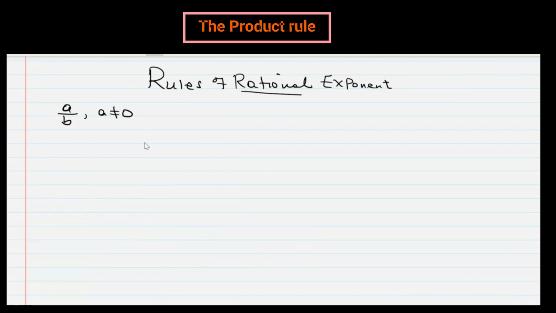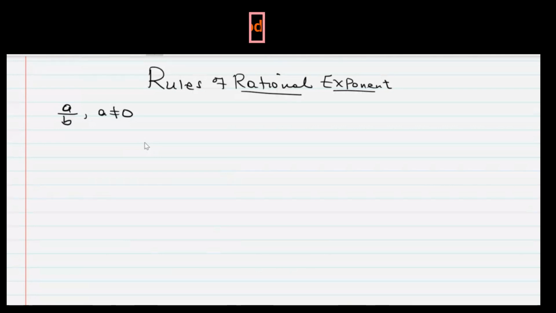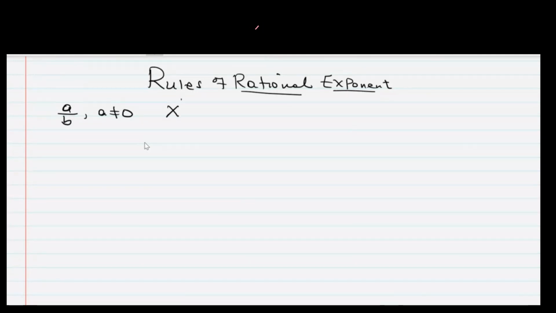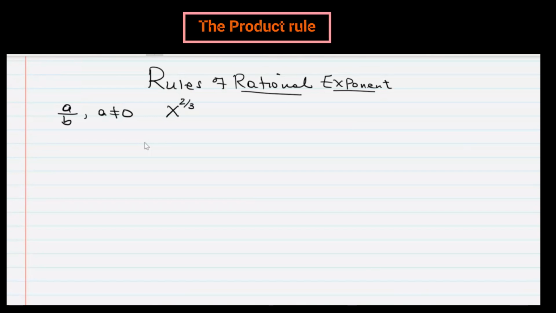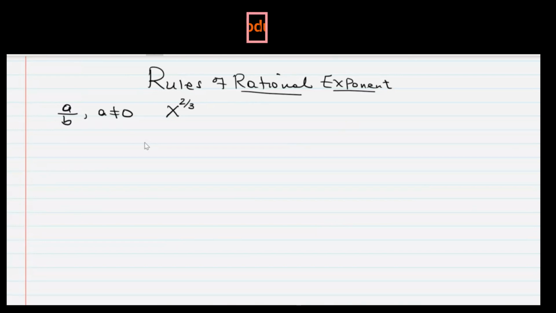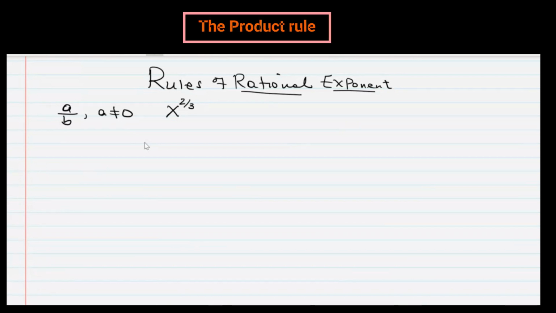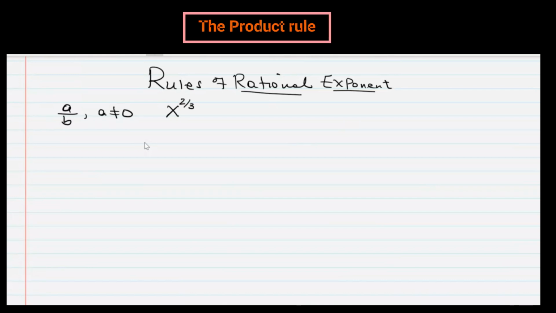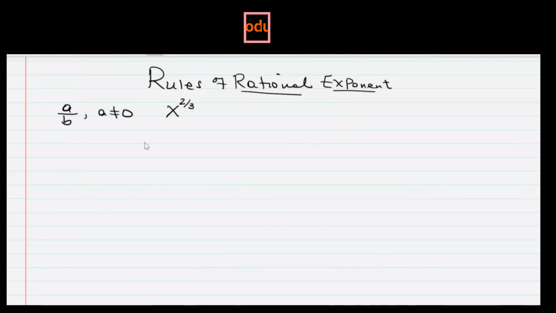So what will happen if that rational number comes as an exponent? Let's say, for example, if you have x to the power of 2/3. Okay, so the 2/3 is the rational number which is the exponent of this base x. So we are going to deal with something like this today. We have some rules that we have to stick to.